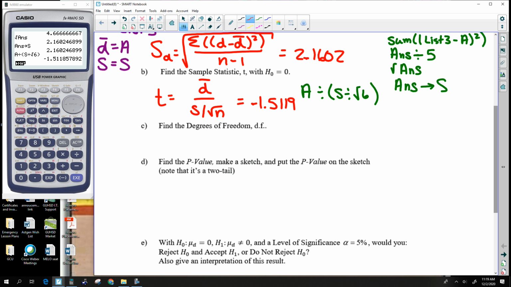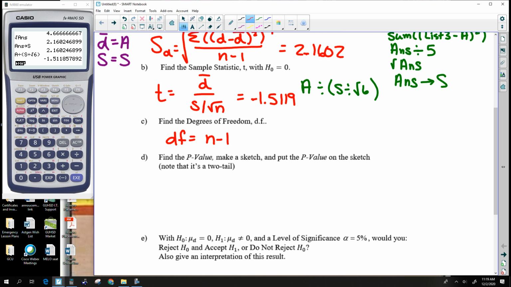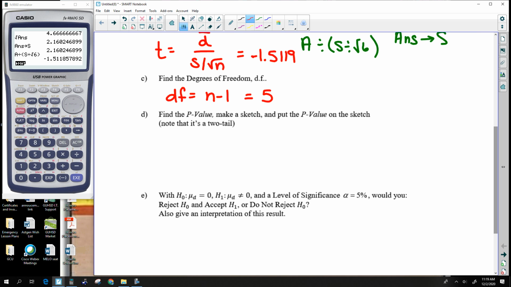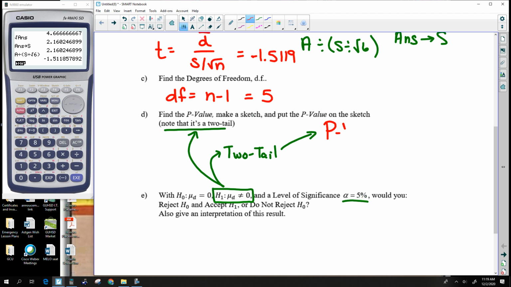Moving forward, we need a degree of freedom, which is n minus 1. N, again, in this problem was 6, so this is going to be 5. Okay, this is a two-tailed test. It says so right here. Also note that the alternate hypothesis implies this. This is a two-tailed test with an alpha of 5%. This is, in essence, going to be affecting the p-value that I'm going to be finding right here.